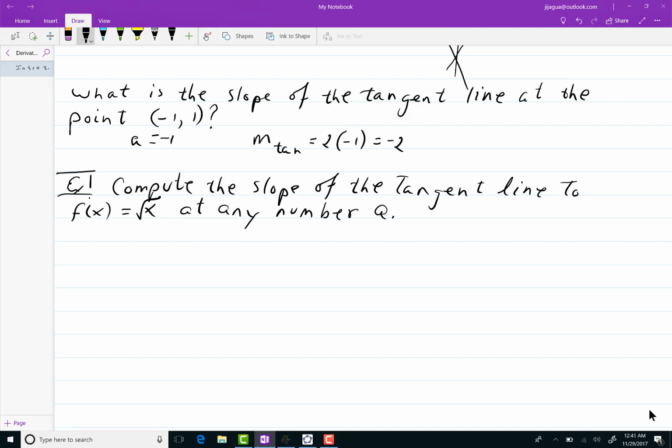So same deal as before. M tan does not indicate where we're finding the derivative, or the slope of the tangent line. M tan is the generic term. I'm not putting parentheses a or anything like that, so this notation has some limitations. Anyway, the slope of the tangent line is the limit as x goes to a of f of x minus f of a all over x minus a.